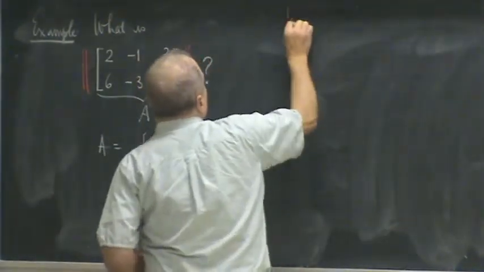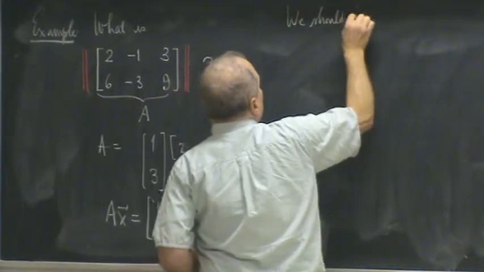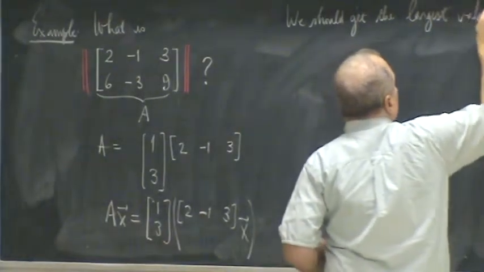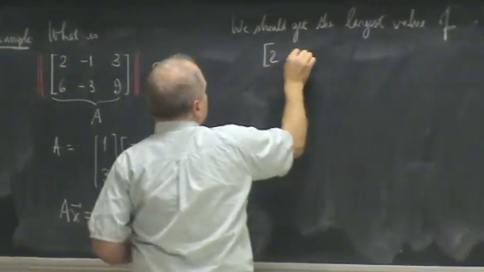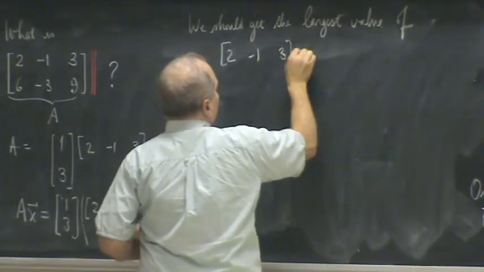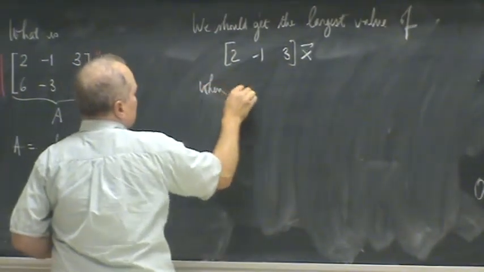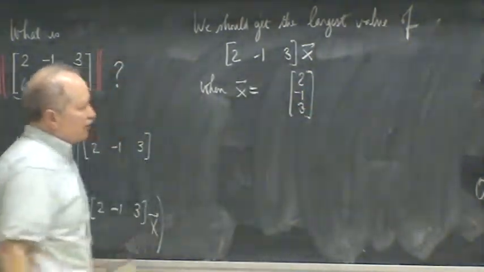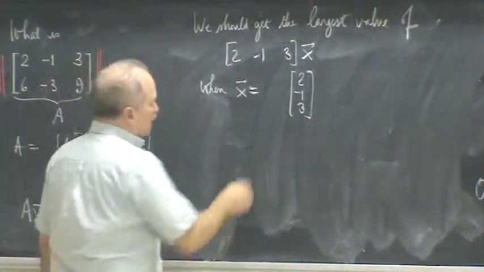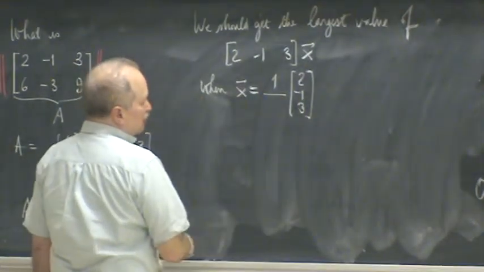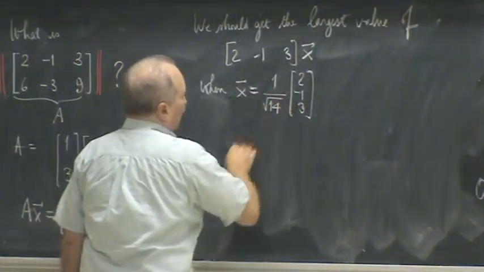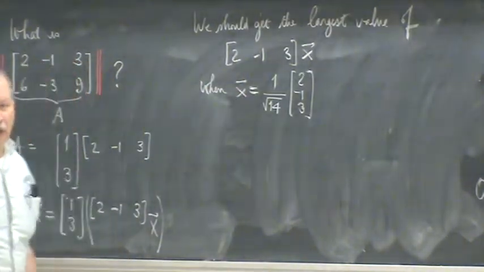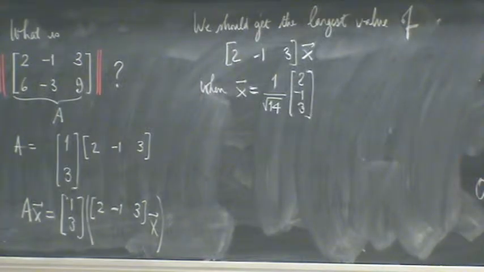So we should get the largest value of this when X is the unit vector in the direction of 2, -1, 3, and so that would be 1 over something. Root 14. And what would the largest value be? By 1 over root 14. Just root 14?